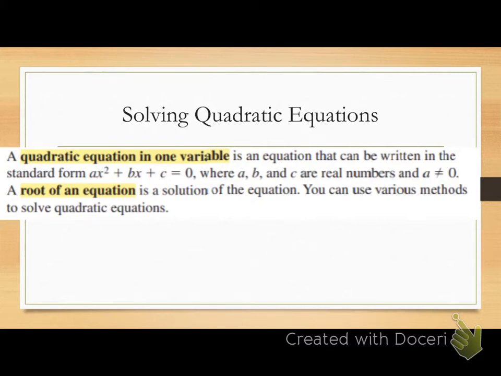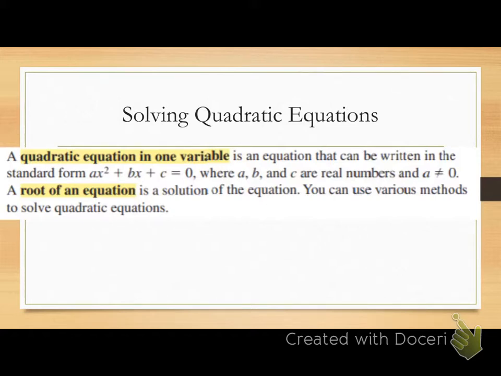So, a quadratic equation in one variable is an equation that can be written in the standard form ax squared plus bx plus c equals 0, where a, b, and c are just real numbers. Those are just numbers in front of x squared, in front of x, and as a constant. And a does not equal 0. That's another stipulation that has to be there for it to be a quadratic equation in standard form.